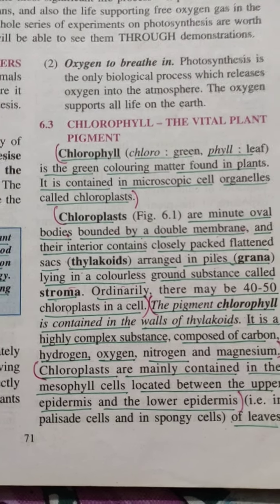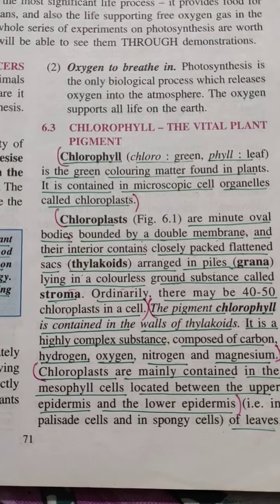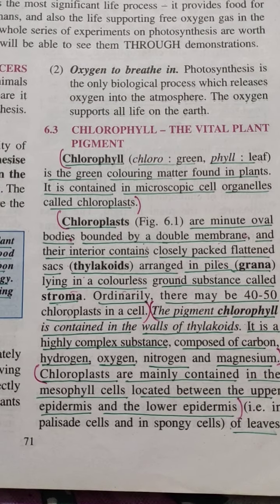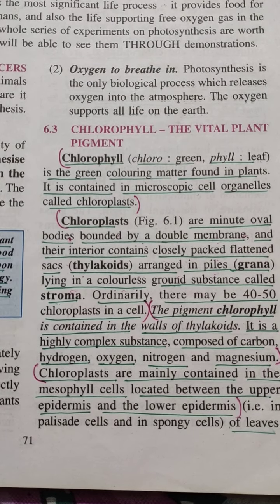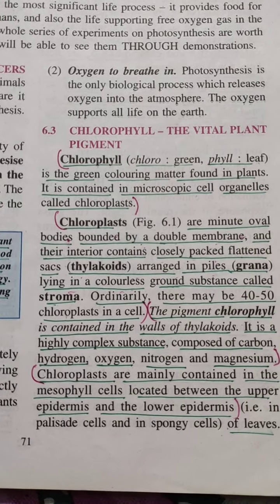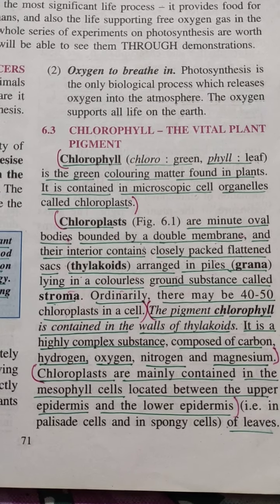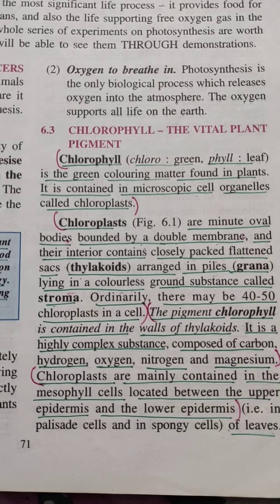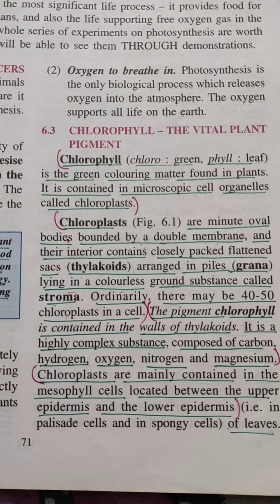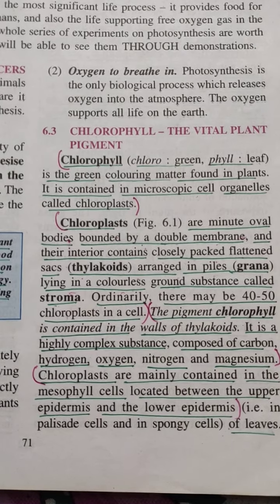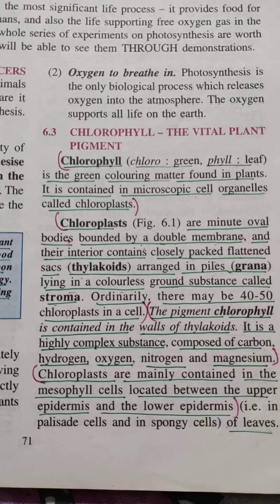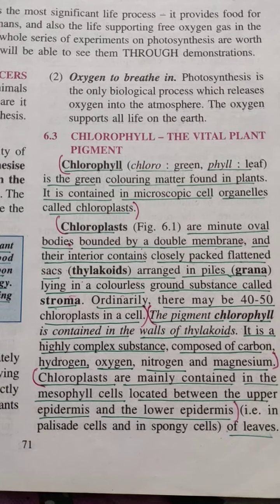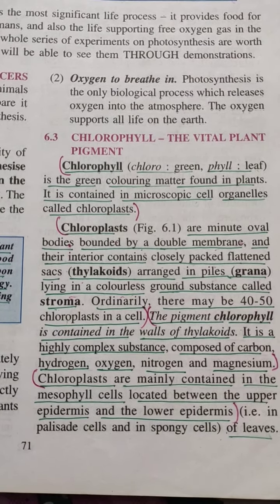Now, what is this chlorophyll? Chlorophyll is a pigment, and it is found in an organelle of the plant, a microscopic cellular structure known as plastids. And among those plastids, one of the plastids is chloroplast. Within this chloroplast, we can find the green coloring matter, which is known as chlorophyll.